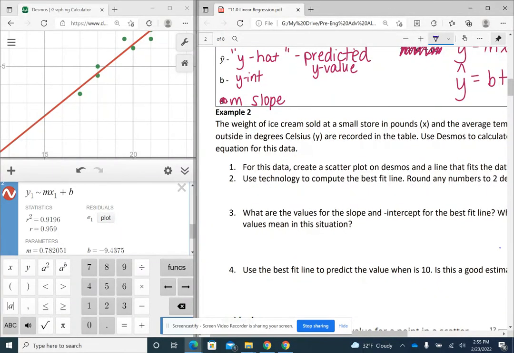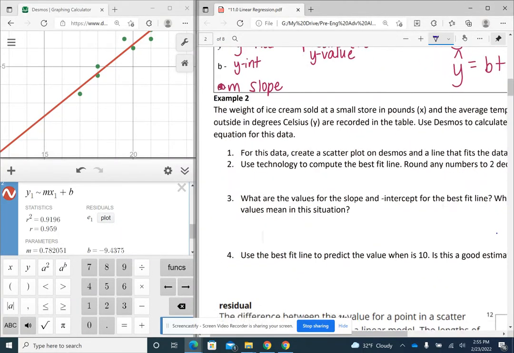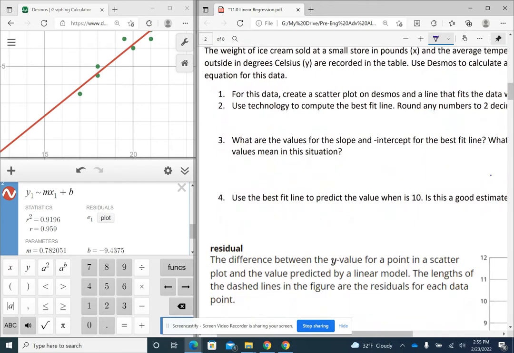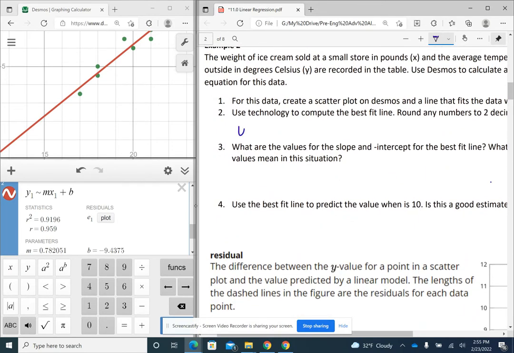Use technology to compute the best fit line. All right, so I will say y hat equals, to 2 decimal places, 0.78x minus 9.44.